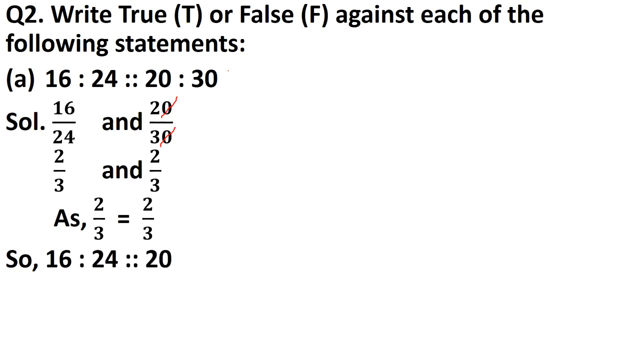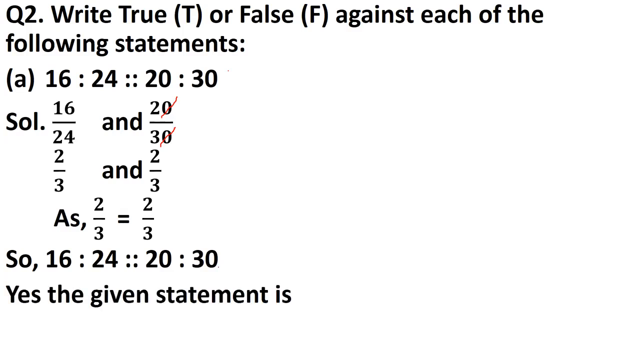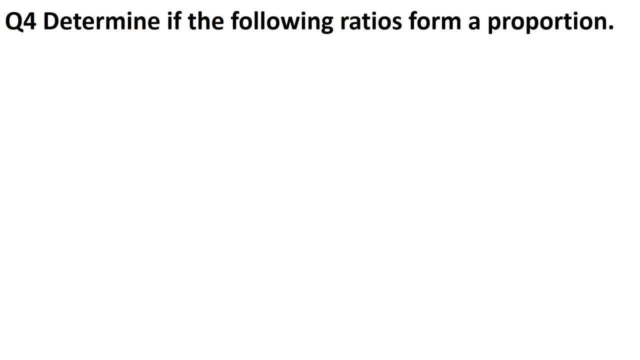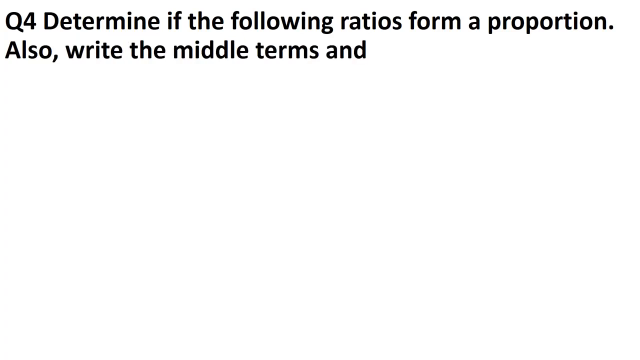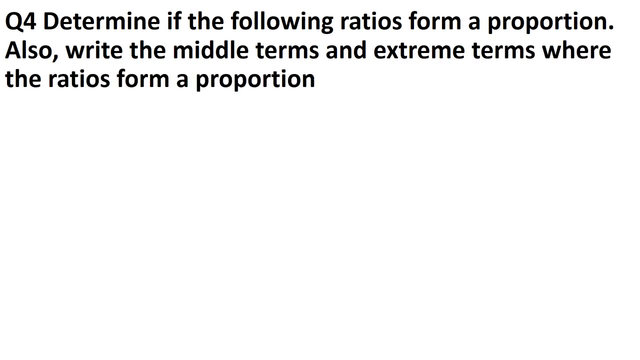See how to write the answer: 16 is to 24 is proportionate to 20 is to 30. Yes, the given statement is true. Now see question number 4. Question number 3 is the same as question number 2. Determine if the following ratios form a proportion. Also write the middle terms and extreme terms where the ratios form a proportion. If they are in proportion, then you have to tell the middle terms and extreme terms. It's the D part I am doing.